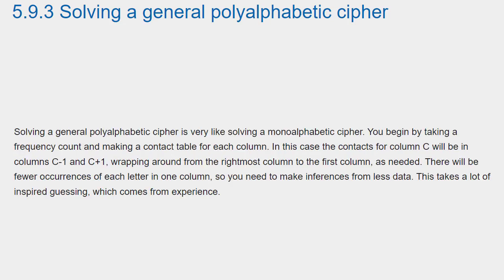Solving a general polyalphabetic cipher is very like solving a monoalphabetic cipher. You begin by taking a frequency count and making a contact table for each column. In this case, the contacts for column C will be in columns C-1 and C+1, wrapping around from the rightmost column to the first column as needed. There will be fewer occurrences of each letter in one column, so you need to make inferences from less data. This takes a lot of inspired guessing, which comes from experience.